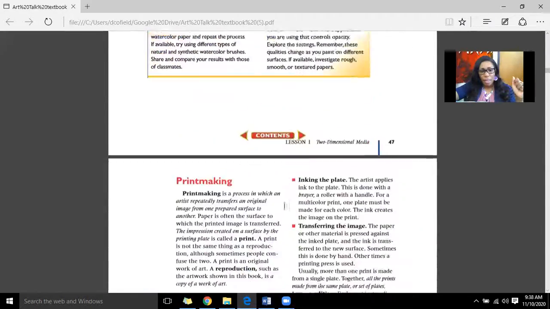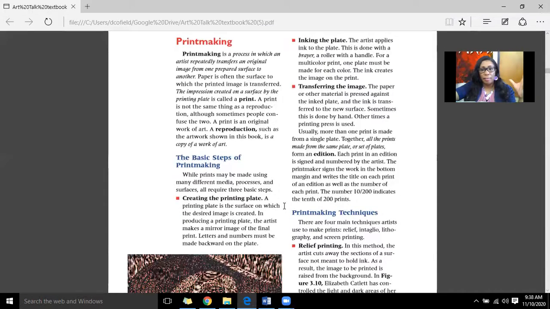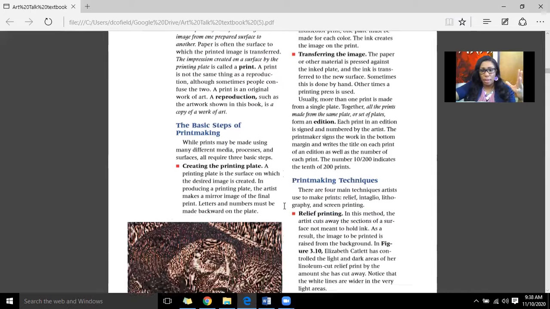Then it goes into printmaking. These are all different types of artistic processes. Printmaking is a process in which artists repeat transfers of an image on a surface, and they keep making multiples of that work. So a print is similar to how you would print on a computer, but you make so many different copies, but it's hand done. So they have to create the printing plate first, and then ink the plate, and then transfer the image. And it makes many different types of editions. This is what I actually majored in, printmaking, where I drew original prints and made so many multiples of them.